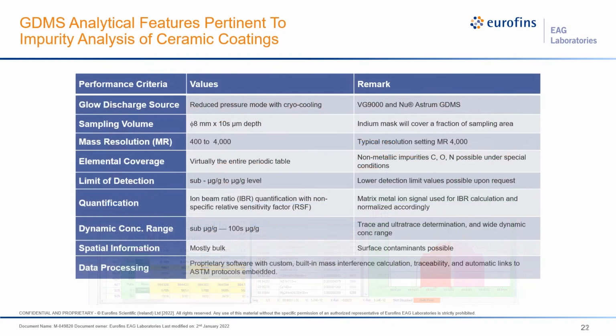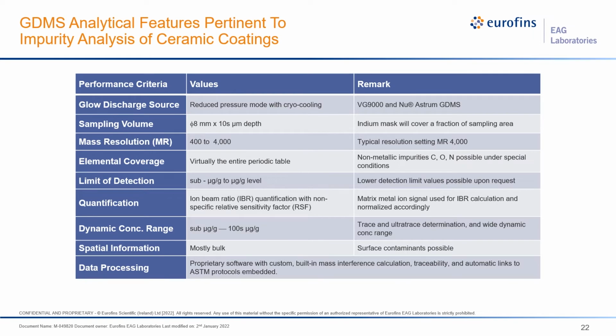Here is a GDMS analytical feature summary that is pertinent to impurity analysis of ceramic coatings. You can see the glow discharge source is operated in reduced pressure mode, which requires cooling. Both the VG9000 and New Astrum are capable of doing that. The sampling volume is 8 millimeter diameter by tens of microns depth. So the indium mask will cover a small fraction of the sampling area. This indium mask is used as a secondary electrode. And it has mass resolution from 400 to 4000, which is capable of resolving most mass interferences.